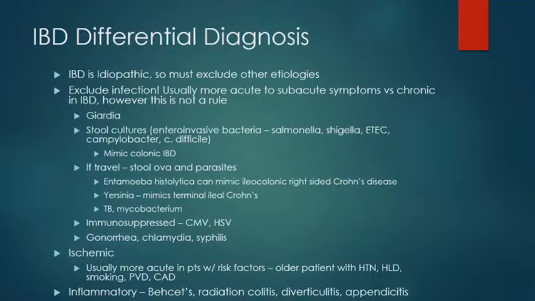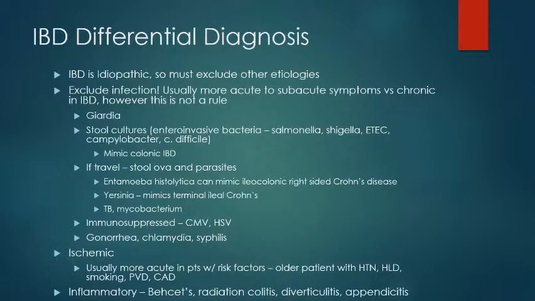And then if there's a travel history, you need to get a stool O and P, because things like Entamoeba histolytica can look exactly like right-sided Crohn's disease, like of the cecum and the ascending colon with ulceration. Yersinia can look like terminal ileitis, so it can look like Crohn's that way. And then, of course, TB can involve basically anywhere, so you can get an ulcerated, inflammatory area basically throughout the GI tract. So in patients with travel history or from endemic areas, we need to consider that.